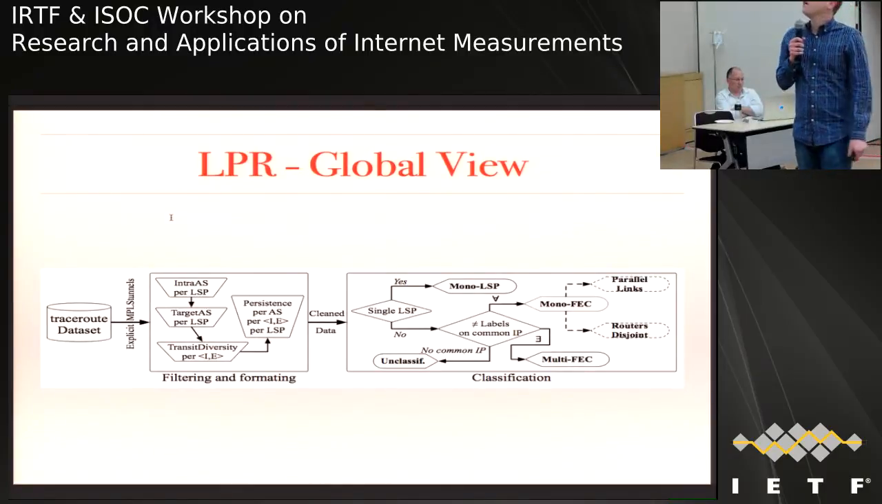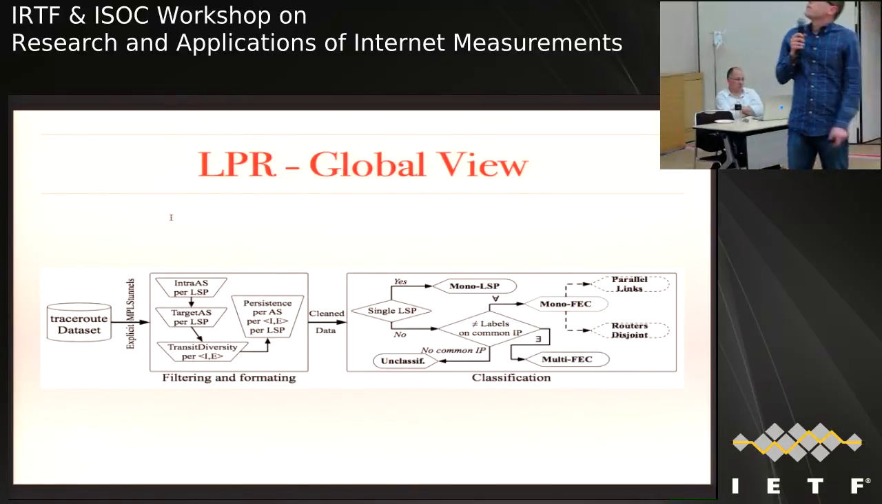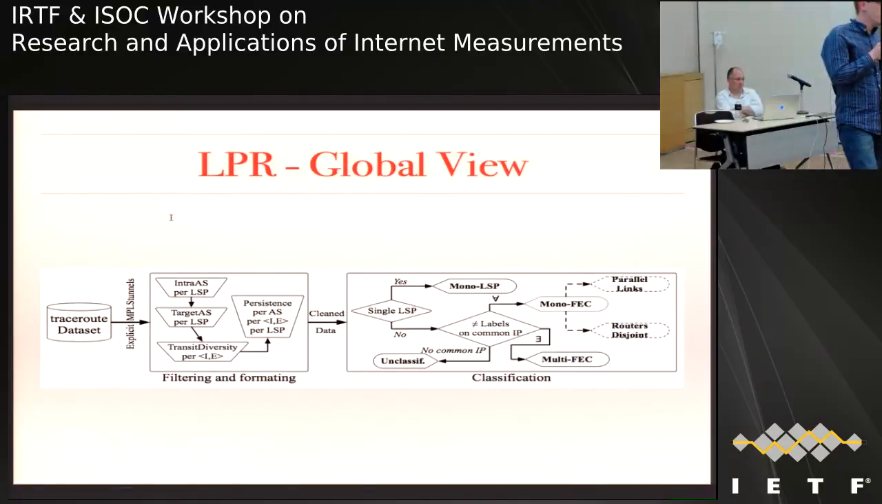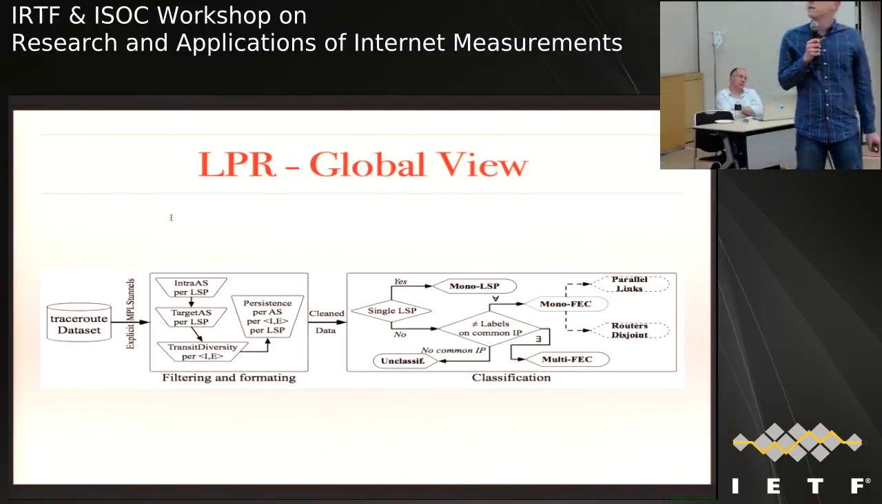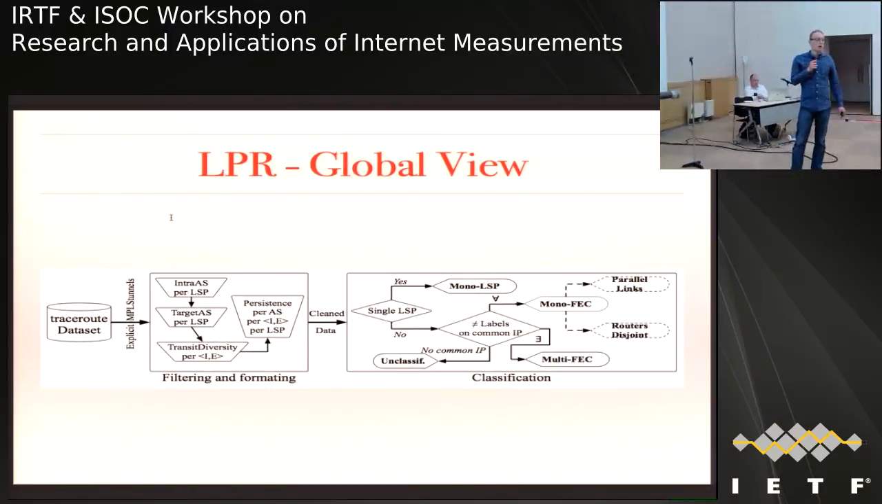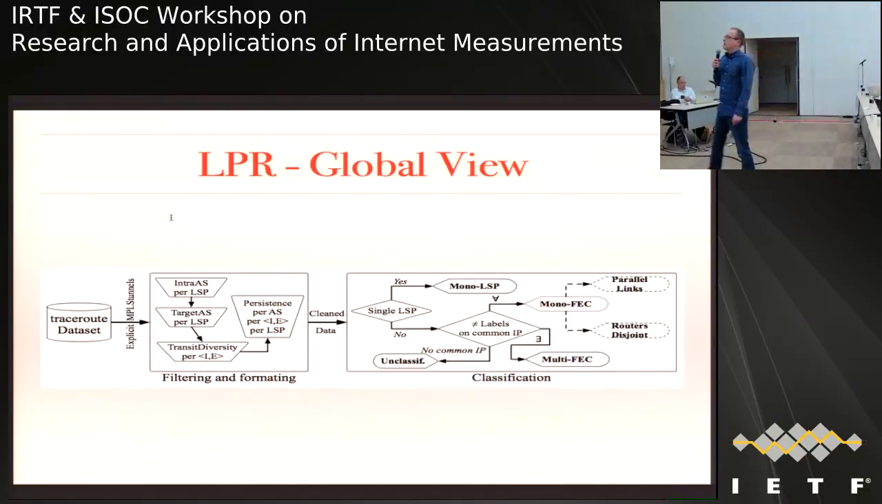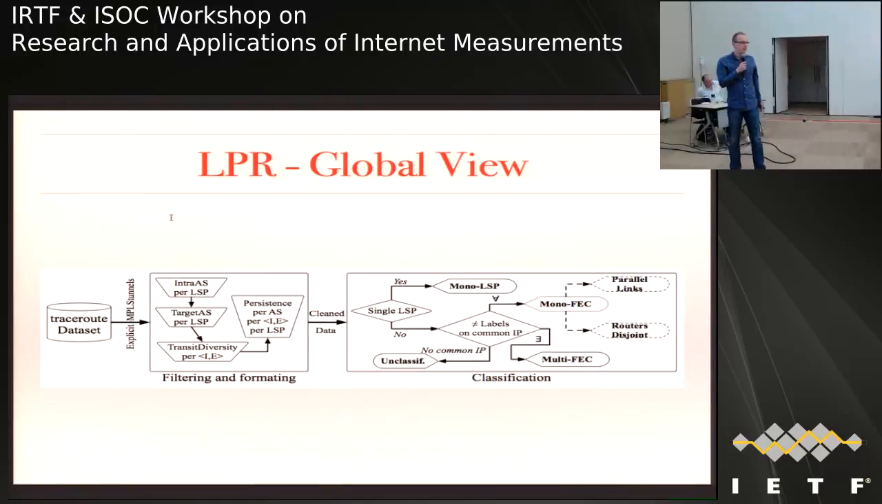So we developed LPR, which means label pattern recognition algorithm. This algorithm is able to reveal the actual usage of transit MPLS tunnels, so the paths between entry and exit points, depending on their usage. Everything is based on the label distribution and the IP addresses. LPR works in two steps. First, the filtering step isolates MPLS transit tunnels from the dataset. It's an offline method, so you first collect different traceroute data and then apply LPR.